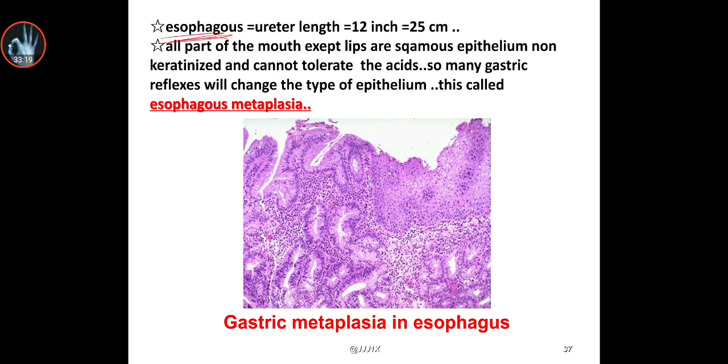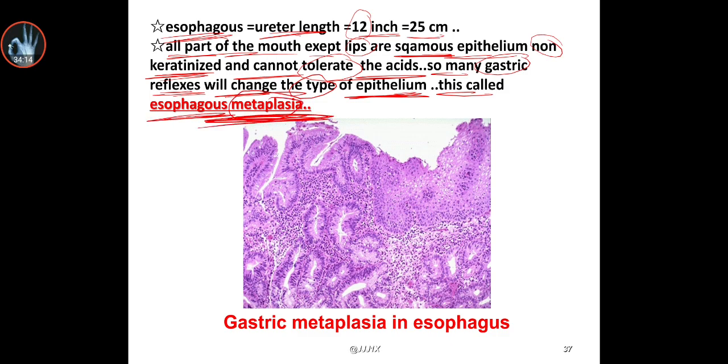So the esophagus and urethra length is 12 inch, about 25 centimeters. All parts of the mouth except the lips are squamous epithelial cells, non keratinized, and cannot tolerate the acid that refluxes. Gastric reflux is the reflux of the gastric juice from the stomach to the upper part, which will change the type of epithelium. This is called esophageal metaplasia.